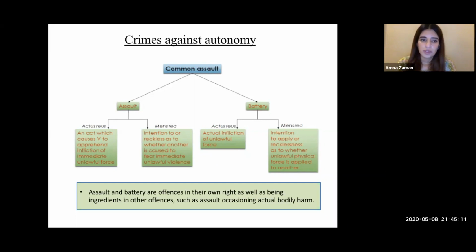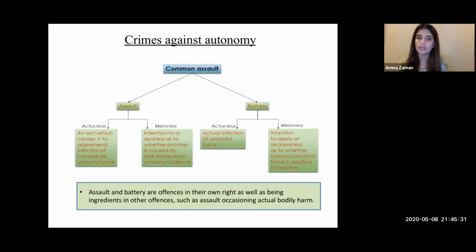Let's start with assault. The actus reus for assault is causing the victim to apprehend infliction of immediate unlawful force. So anything that you do which results in the victim apprehending unlawful force on their body is assault.